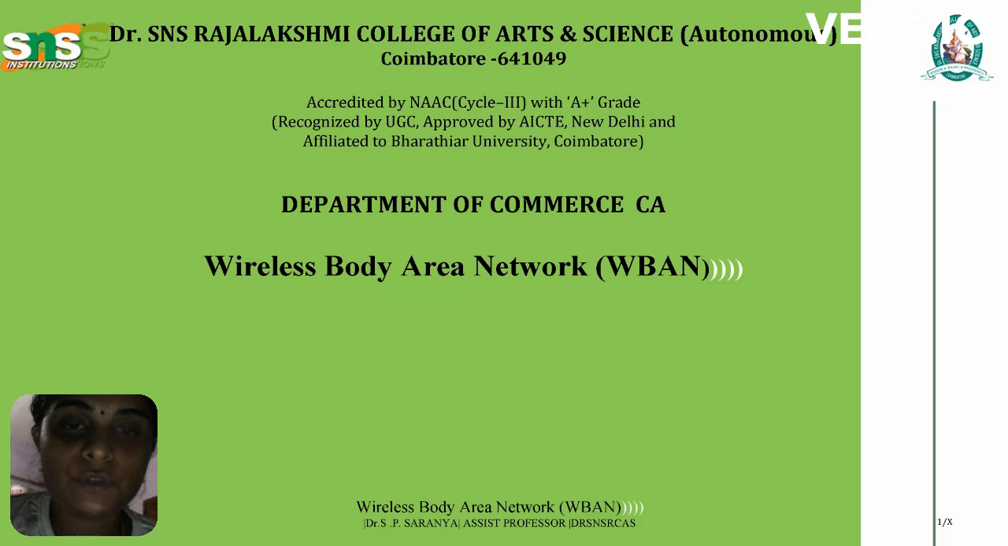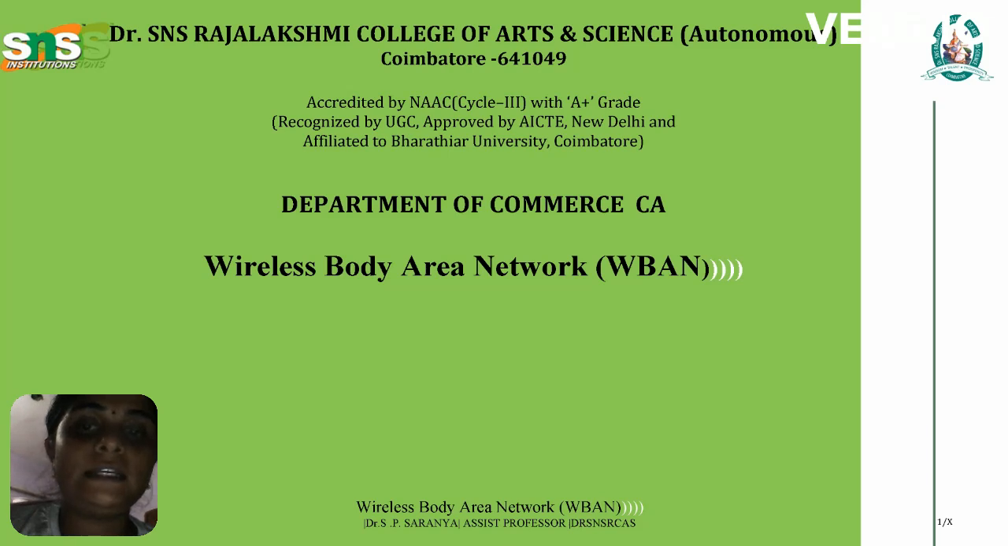Today we are going to see about the wireless body area network, shortly called WBAN. So what is meant by wireless body area network? The technology of sensors, pervasive computing and intelligent information processing is widely used in body sensor networks, which are a branch of wireless sensor networks. So it is one of the types of wireless sensor network.